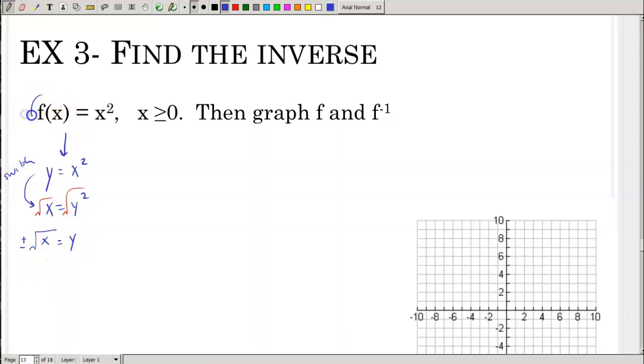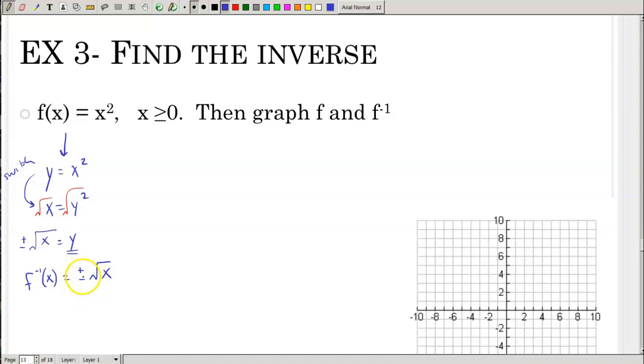Now since I started with f of x, and then I changed that to a y, I'm now going to convert this y right here back into function notation. So I'm going to say f inverse of x. The inverse is equal to plus or minus the square root of x. And what I'll show you with the graph here is that this is not plus or minus x, but this is actually just plus.